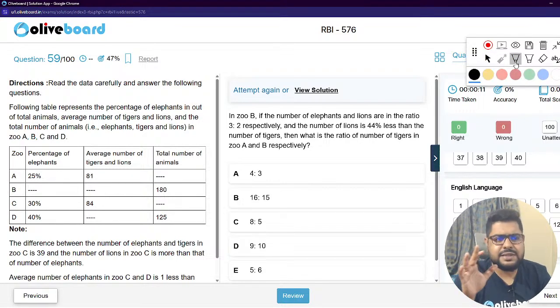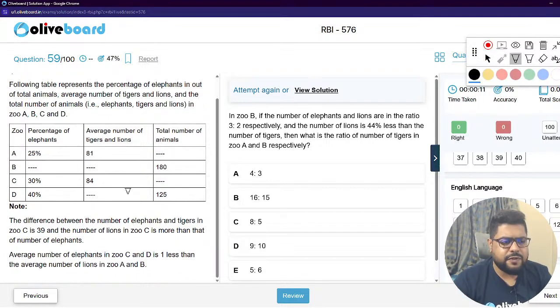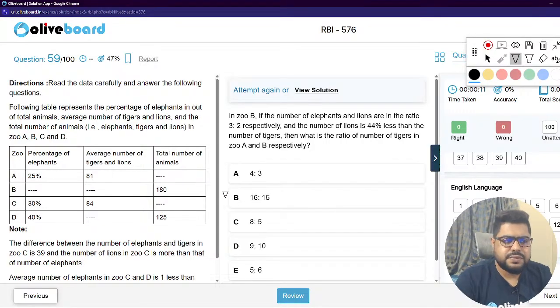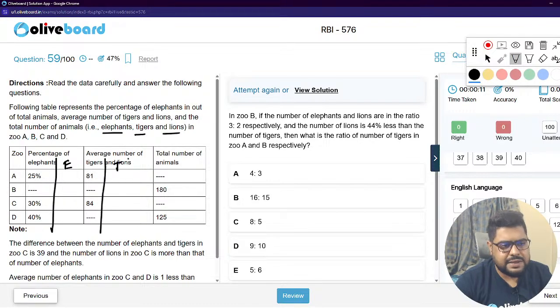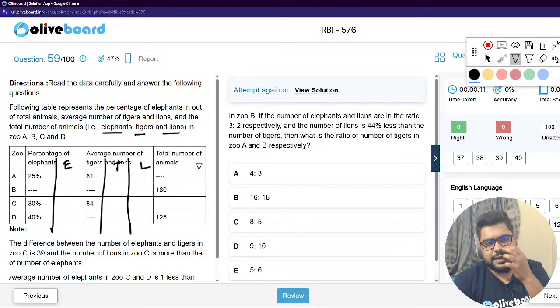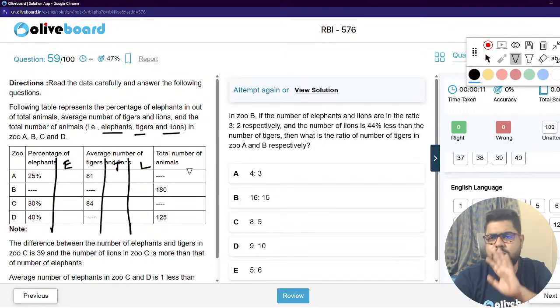So first things first, this is not a difficult set. A couple of pieces of information they have given us, that is the percentage of elephants and so on. So there are three types of animals: elephants, tigers, lions. I'm just making the columns. Elephants, tigers and lions, and the total is given for most of these.